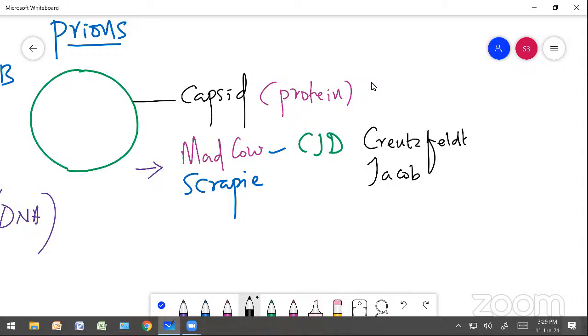Jacob. And D stands for disease. So shortly it is known as CJD disease, right? CJD. Creutzfeldt-Jakob disease, because this disease was first noted by the scientist Jacob, and it is known as Jacob disease. Creutzfeldt disease. What is it?